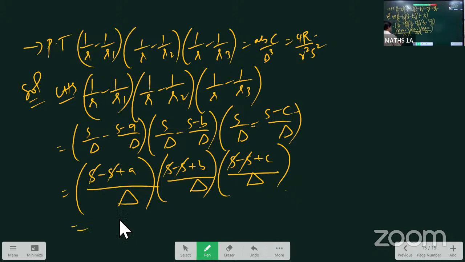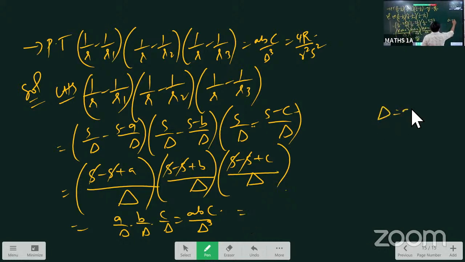Now what is left out? A by delta into B by delta into C by delta, which is nothing but ABC by delta cube. You got your first result. And in your second result, delta is equal to ABC by 4R. Correct, no? And R is equal to delta by S, and delta is equal to RS. This also will prove it, right?